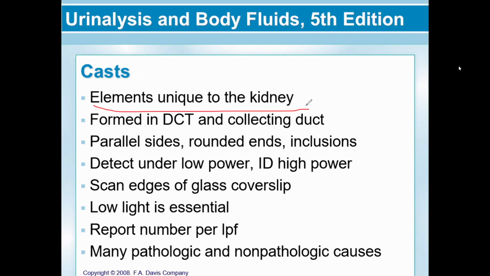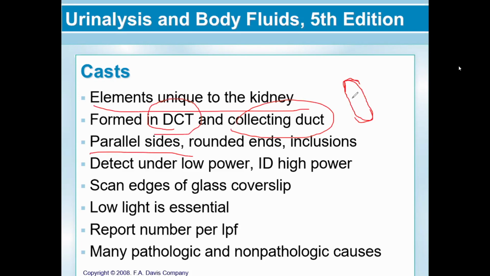They are actually formed in the kidney, imitating the shape of our tubules. Where are they formed? In the distal convoluted tubule and the collecting duct. That's why their shape is cylindrical. They are usually long and cylindrical, with parallel sides and rounded ends, and of course, with inclusions.